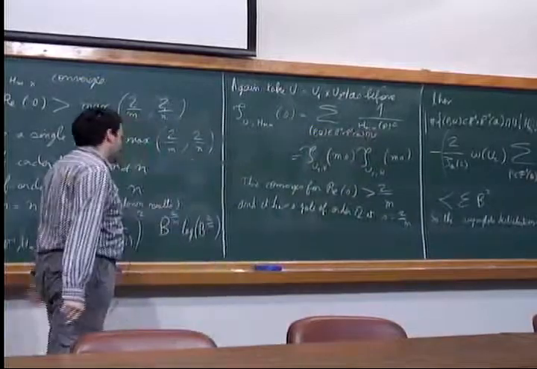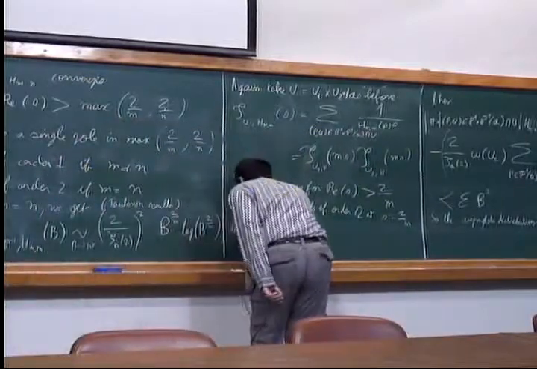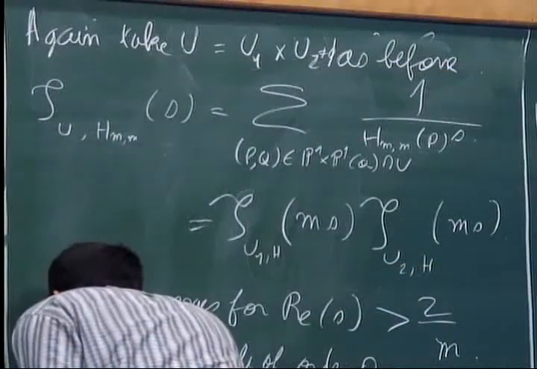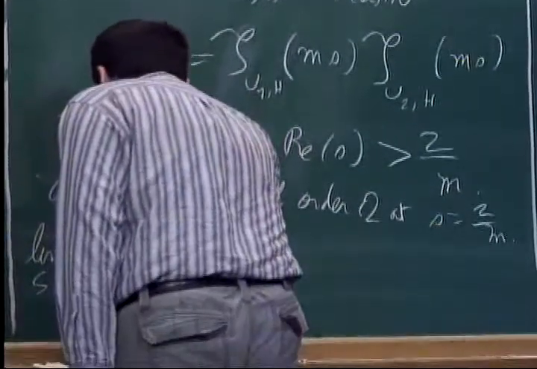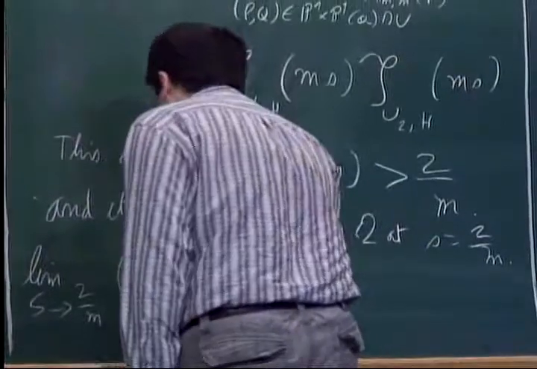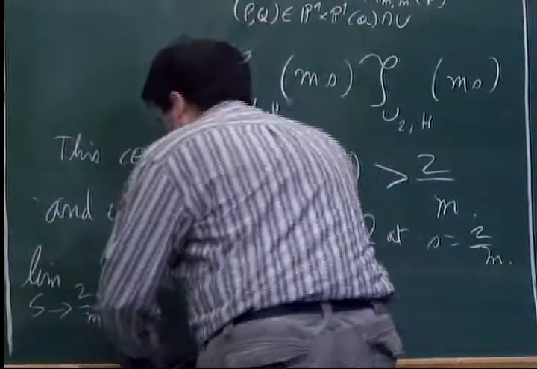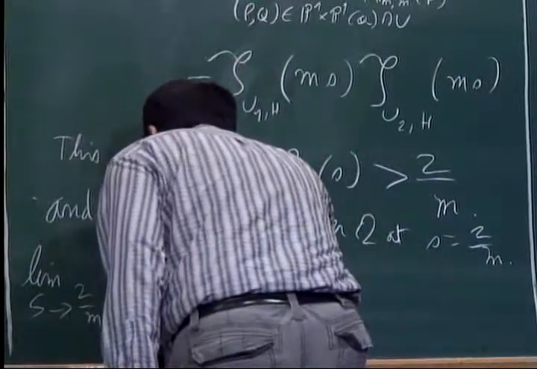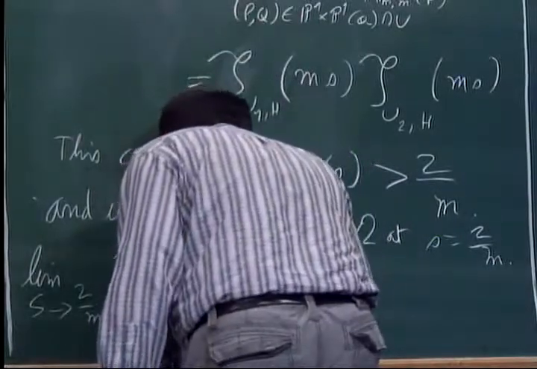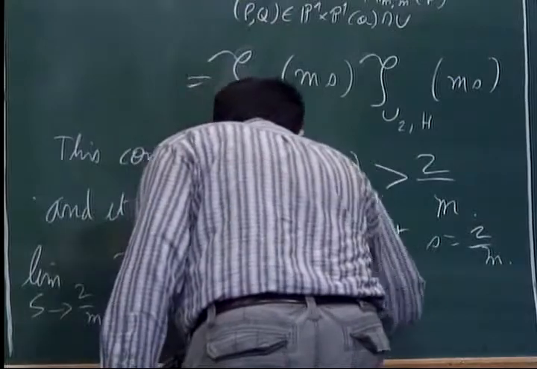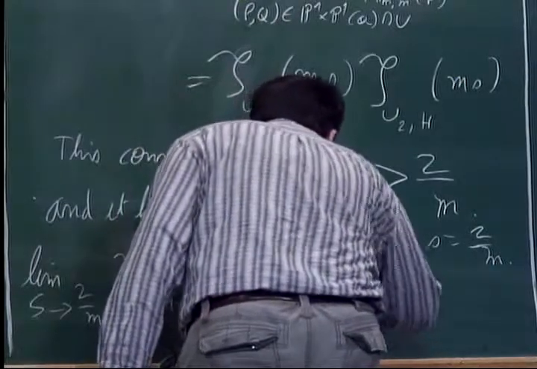And the limit as s goes to 2 over m of this height zeta function zeta U of s times (s minus 2 over m) squared.